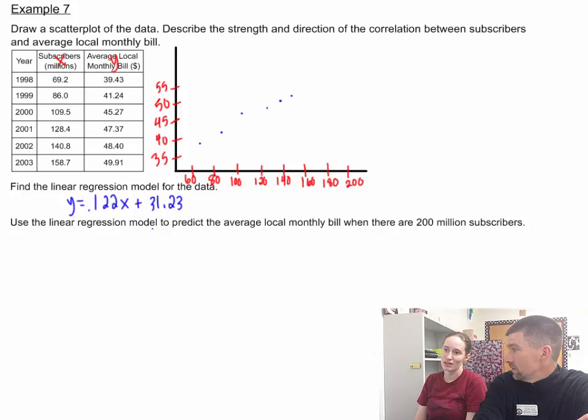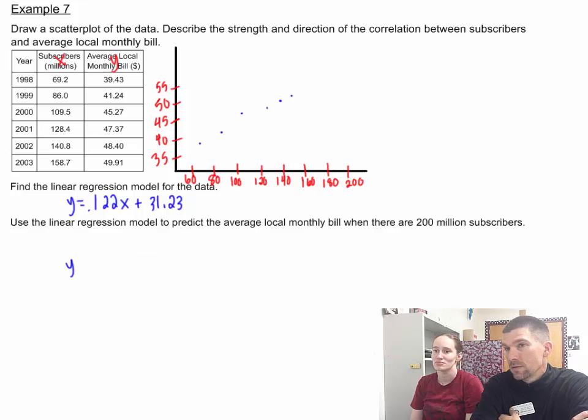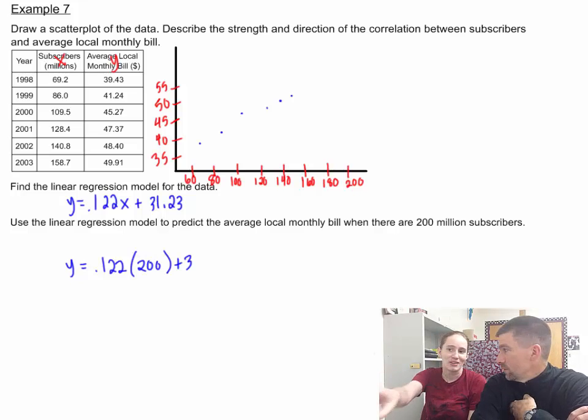Okay, well, the calculator told us that the regression model for the data is y equals 0.122x plus 31.23. That's awkward that we didn't round to the same decimal place. We rounded to hundredths but then there were thousandths, so there are two different roundings going on. Let's talk about what's going on though.